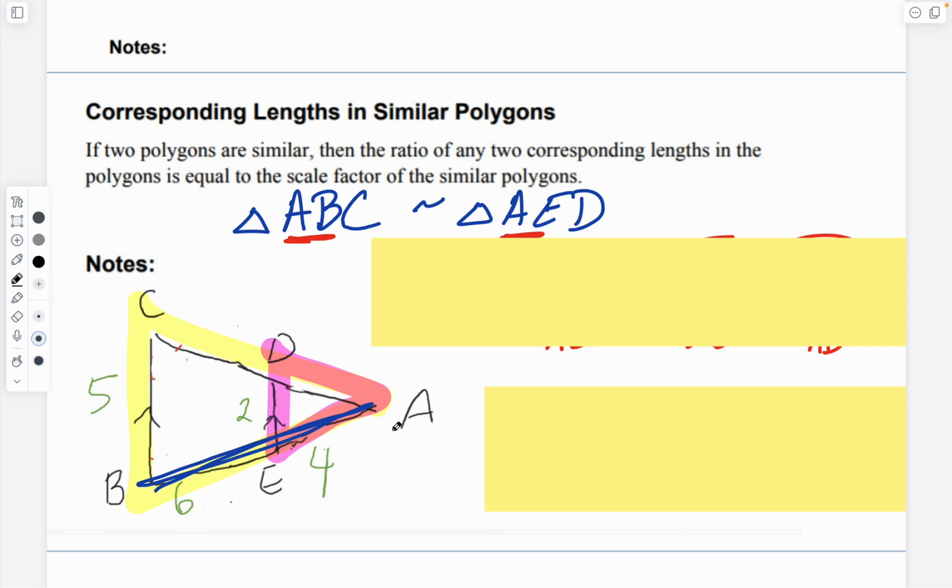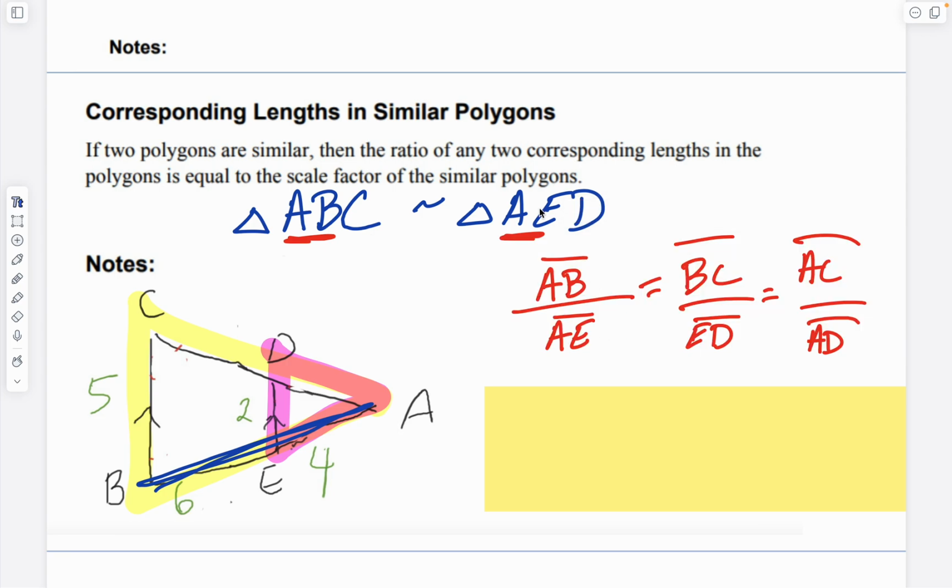That means AB, the first two letters here, is going to have the same ratio: AB over AE is going to be the same as BC over ED. Here's what I'm talking about. The order of the letters matters. If you look at your similarity statement, ABC to AED, AB are the first two, AE are the first two here. BC are the second two, so that matches up with ED here. Just pay attention to the order of the letters in your similarity statement.